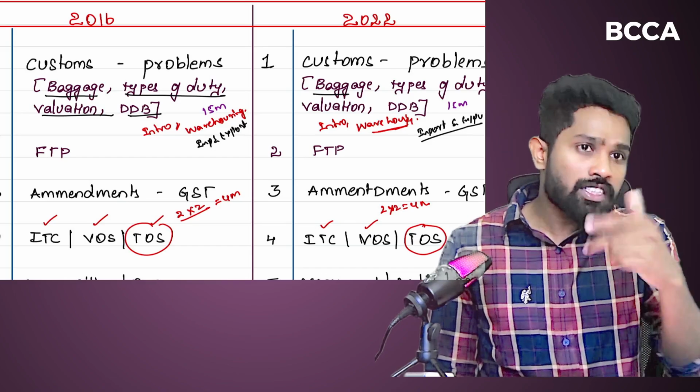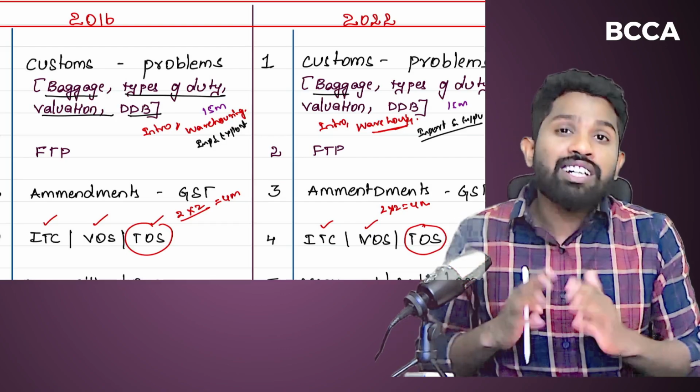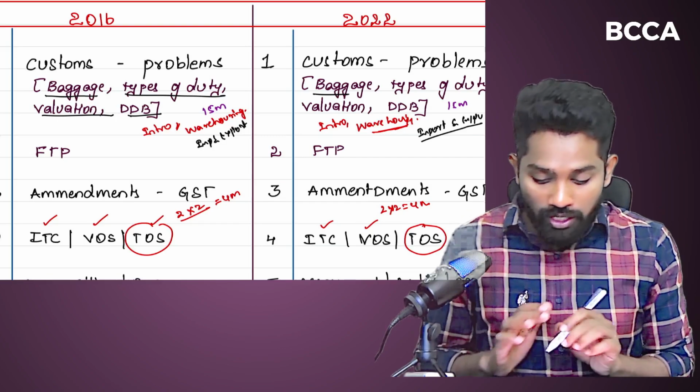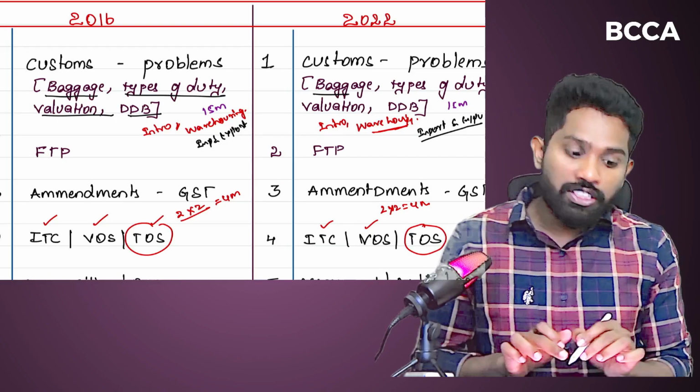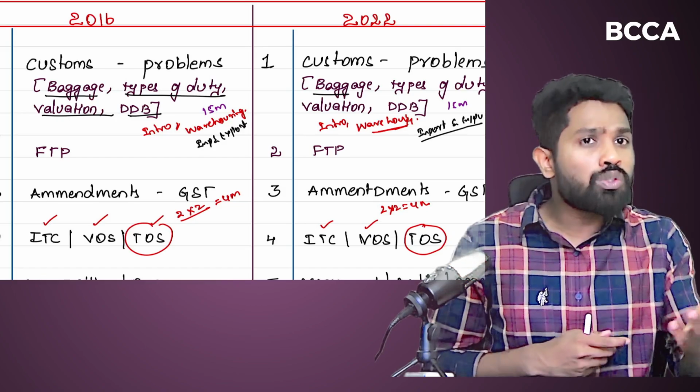fixed ones. There is the chance of repetition and picking directly from the book. So go with the customs problems first. Okay, baggage, types of duty, valuation, duty drawback. Okay, all these problems, cover them. Okay, you need not go with the theory also.